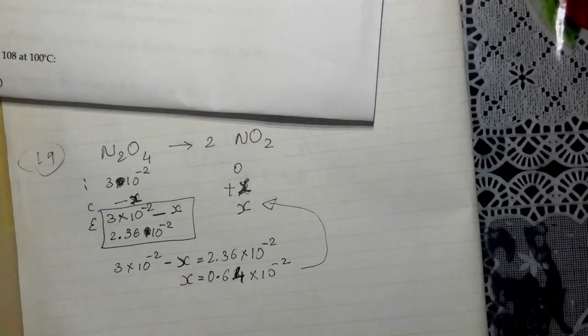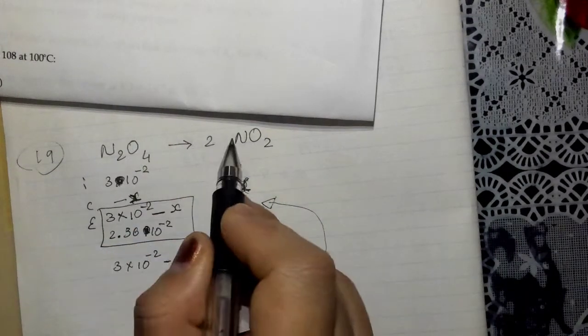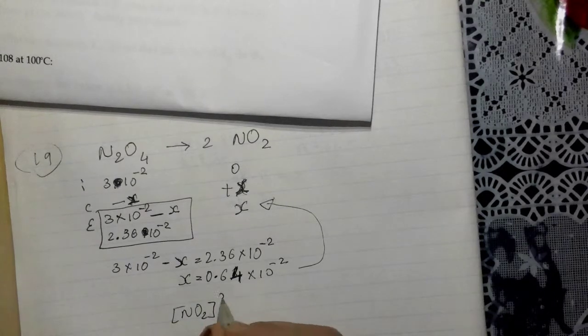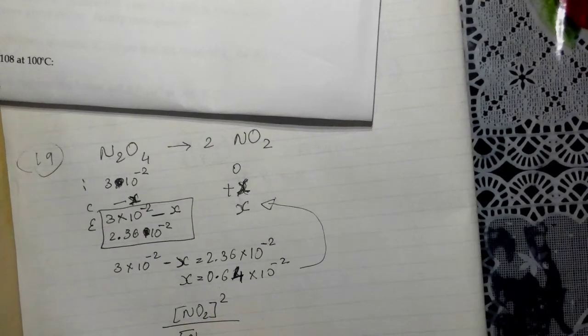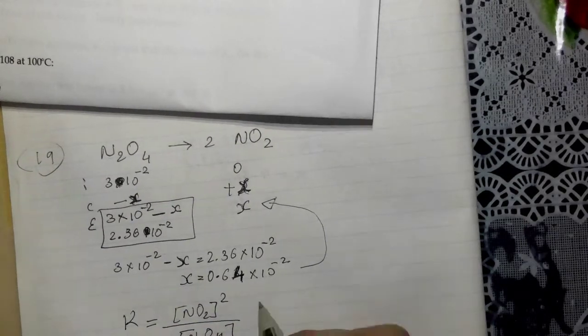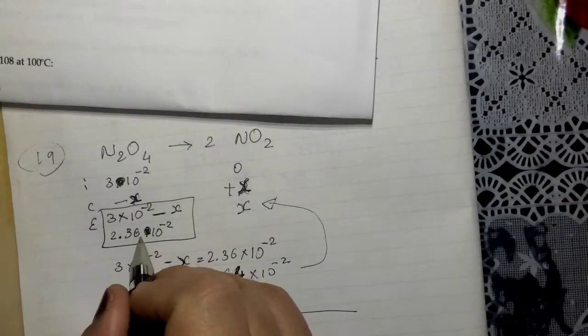So can we now find Keq? Yes, absolutely. Product over reactant, this is going to be to the power. NO2 squared over N2O4. You can say K, you can say Keq, either way. Now notice that you don't need x anymore. You're just going to use this guy.